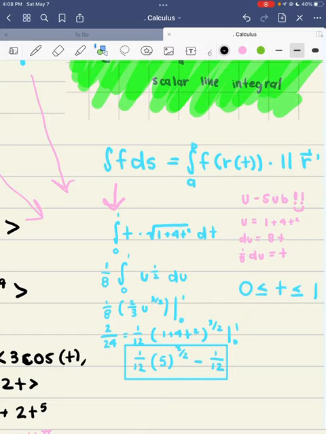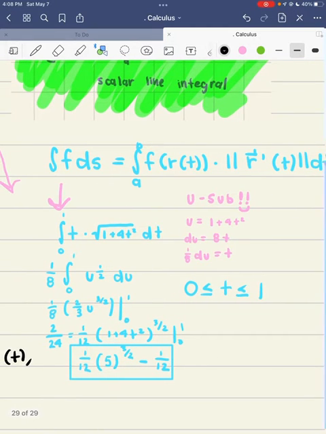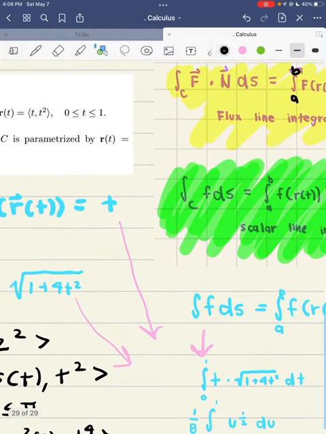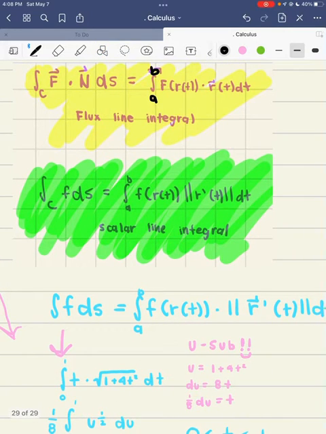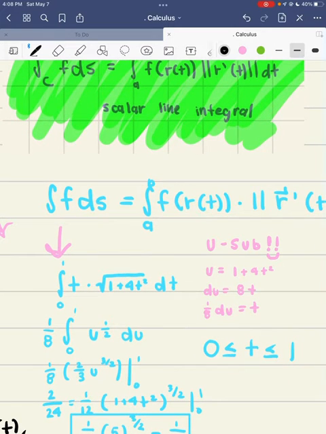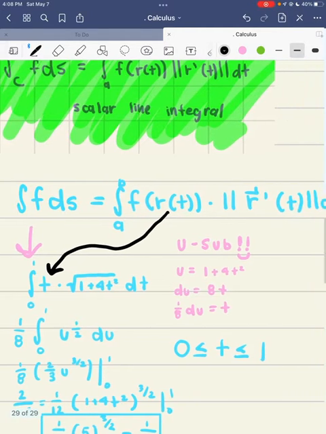Coming right down here, I just wrote the equation up at the top. The dt got a little cut off, but we know that the integral is going to be from 0 to 1 because those are the parameters they gave us right up here. And so the integral from 0 to 1 of t, which was our f of r of t, times the magnitude of the derivative of r of t, which I put right here.